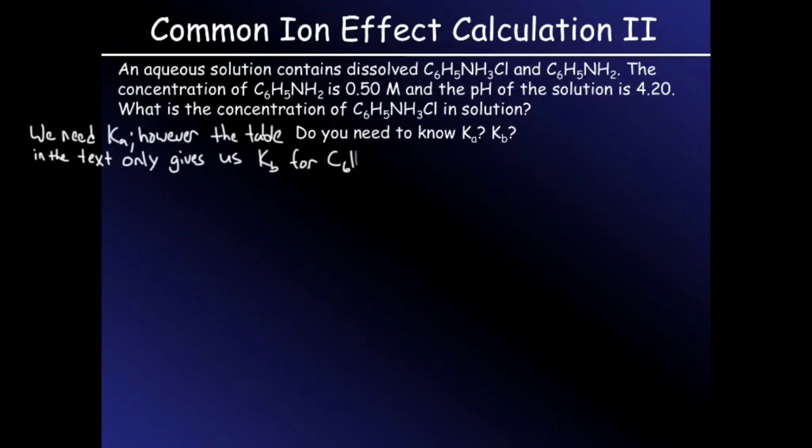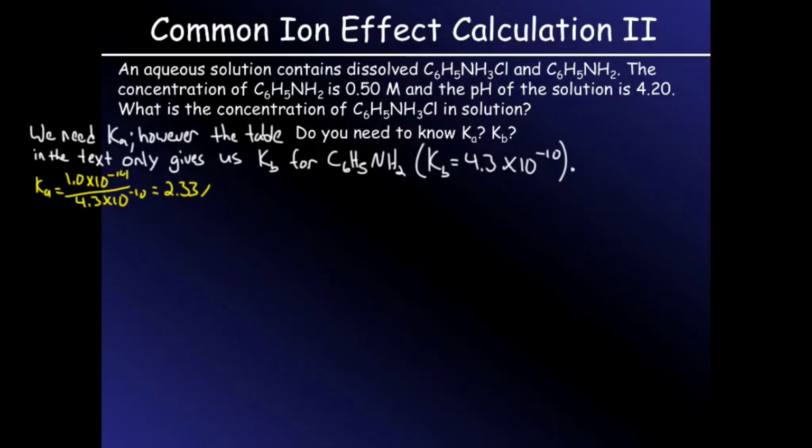However, if you go to the table, you'll find that there is not a Ka value for this protonated species here without the Cl-. So this right here, of course, is C6H5NH3+. That right there, without the Cl-, is the conjugate acid to this. But we can find a Kb for this base. Well, knowing the Kb, all we need to do is convert it to Ka by dividing it into 1.0 times 10 to the negative 14.